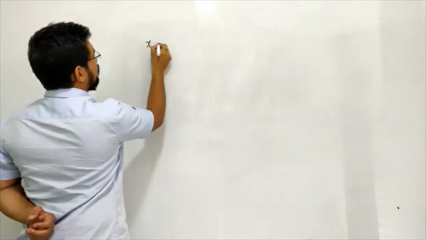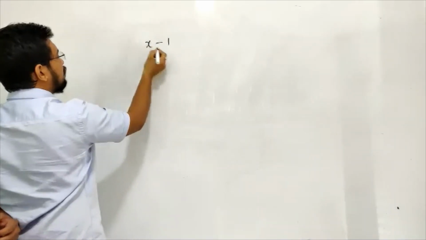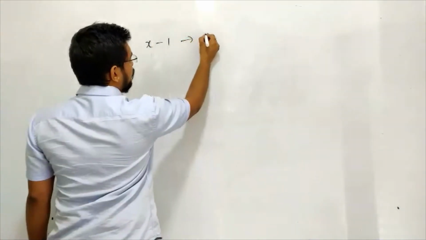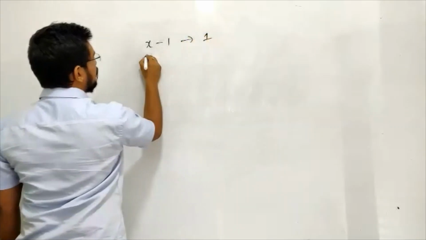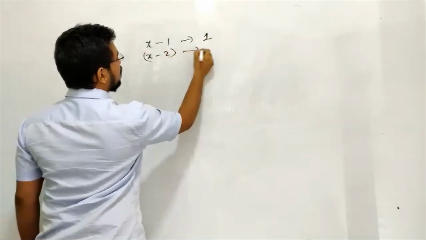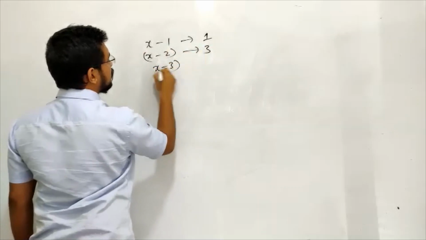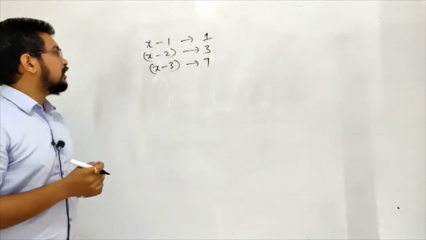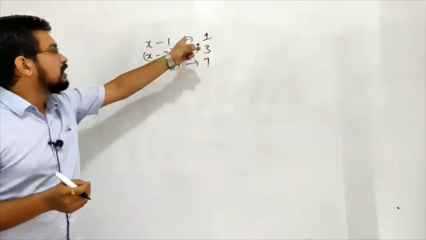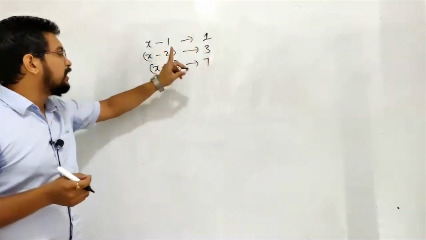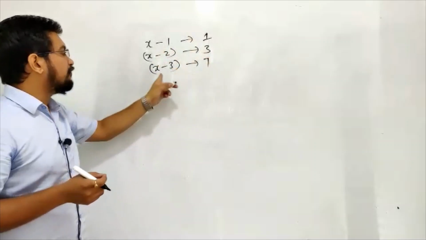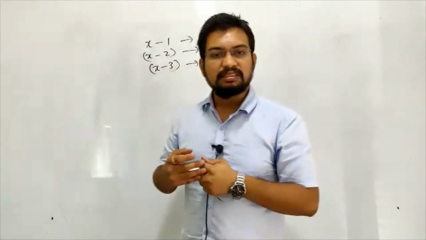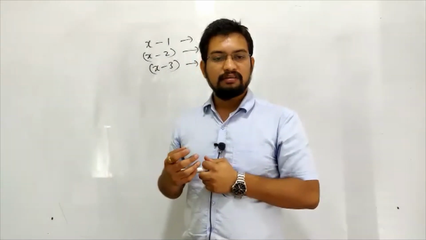So they say that when the p of x is divided by x minus 1, the remainder is 1. When it is divided by x minus 2, the remainder is 3. When it is divided by x minus 3, the remainder is 7. In the question, it has been mentioned that when it is divided by x minus 1, the remainder is 1, by x minus 2, the remainder is 3, and by x minus 3, the remainder is 7.